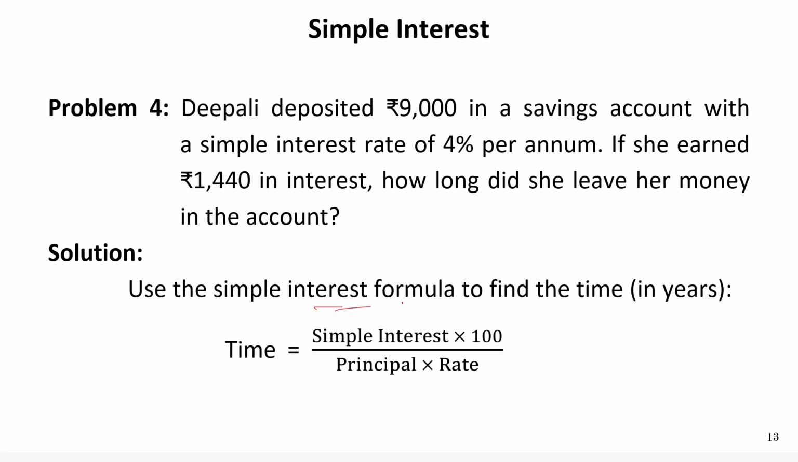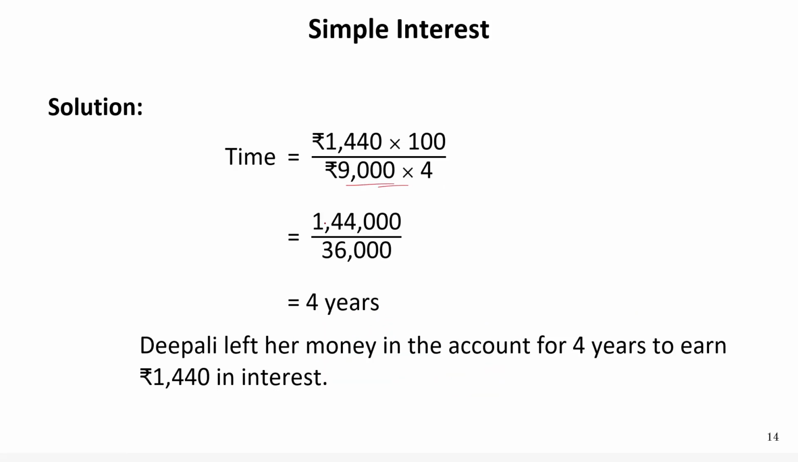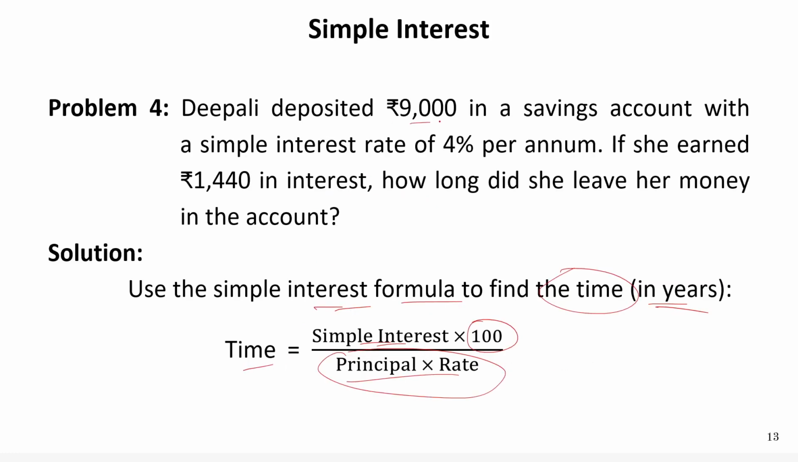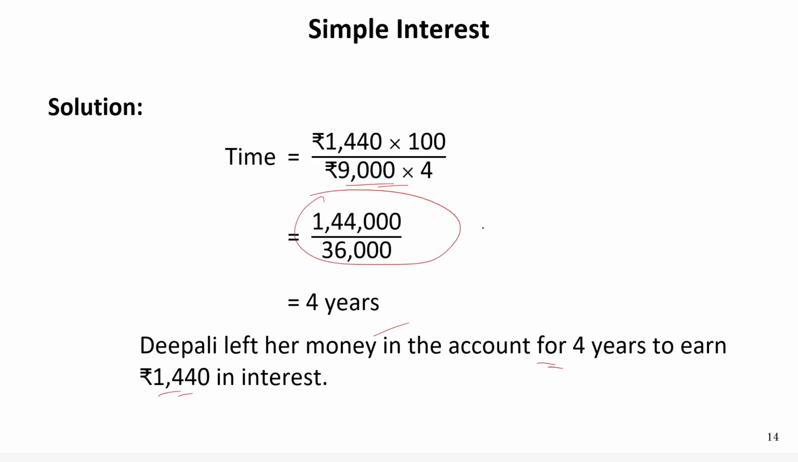So using the simple interest formula to find the time in years, time is equal to simple interest into 100 by principal into rate in the denominator. So this is 144,000 by 36,000, that is equal to 4 years. So Dipali left her money in the account for 4 years and got this much in interest. If Dipali deposited this much in the savings account at an interest rate of 4% per annum, and earned this much in interest, then she left her money in the savings account for 4 years. So 4 years is the answer here.